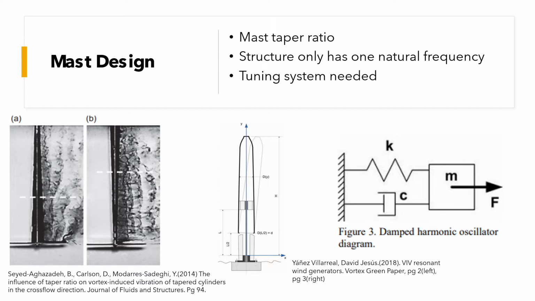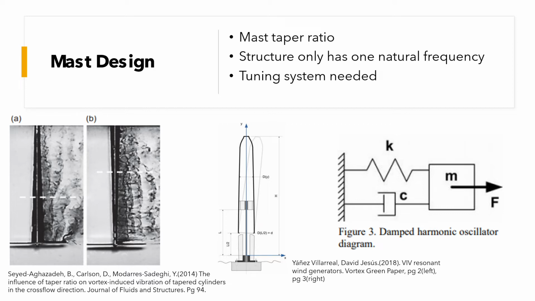The vertical mast of the turbine, pictured in the middle, is simplified down to be modeled with a very familiar mass spring damper system, pictured on the right. This basic system only has one natural frequency at which resonance can occur.